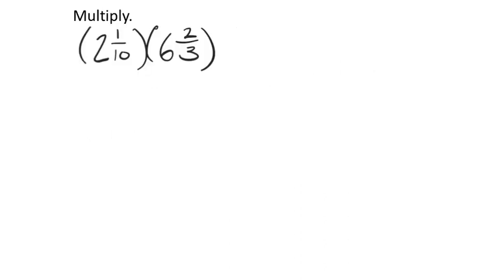So we got 2 1/10, and then we got 6 2/3. If you're looking at this and you're like, what operation is being performed? Well, the operation is not being shown, and the only operation we don't have to show all the time is multiplication. So we definitely know we're dealing with multiplication, and if you still weren't sure, it does say multiply. So there you go. But the first thing we're going to need to do is take both fractions.